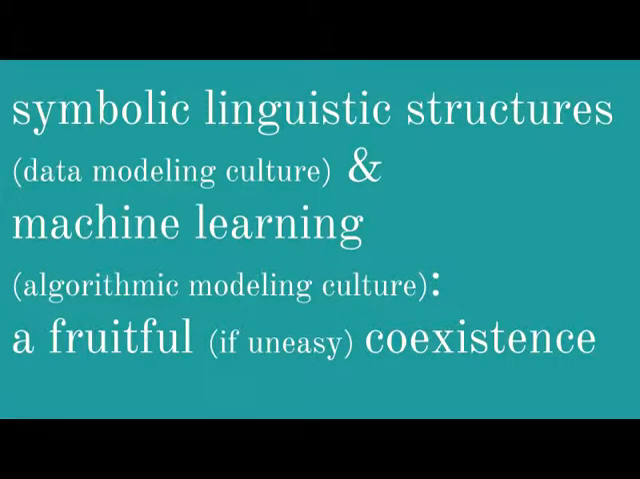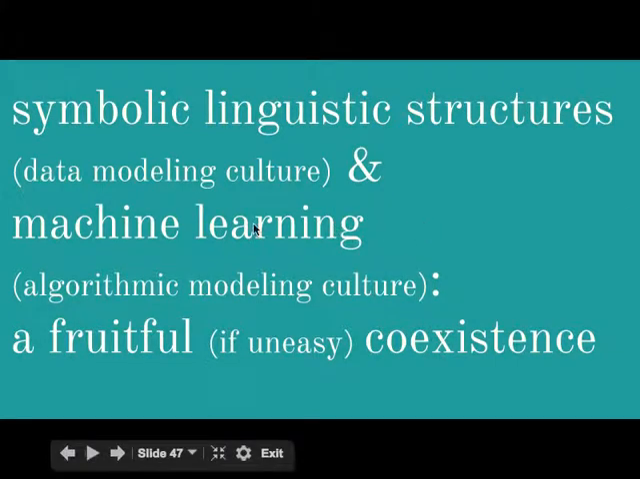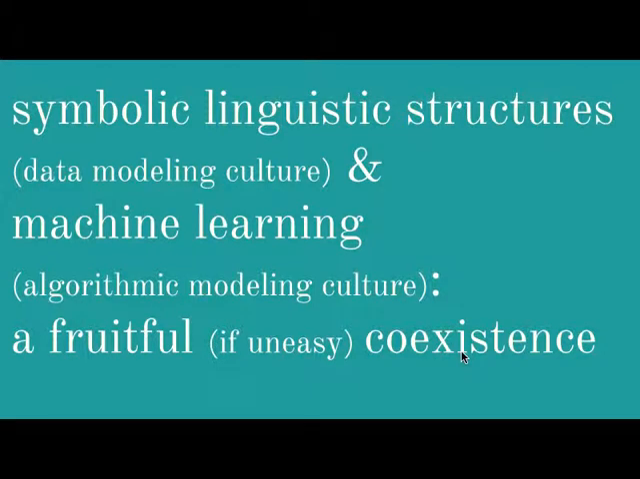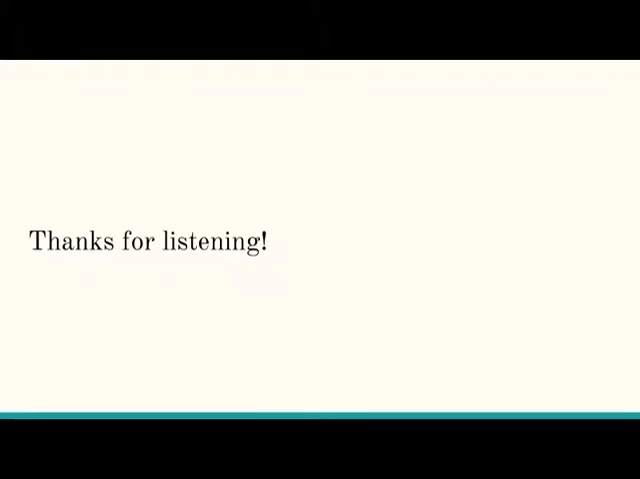But yeah, that is pretty much it. I'd say the takeaway from the conference as a whole is that the data modeling culture associated with symbolic linguistic structures, knowing what's going on and being able to interpret different parts of the processing, and the machine learning algorithmic modeling culture are right now in a fruitful, if somewhat uneasy, coexistence. There's still a lot of interesting stuff happening on both sides, and hopefully we'll get to take part in some of that one of these days. So thank you for listening.